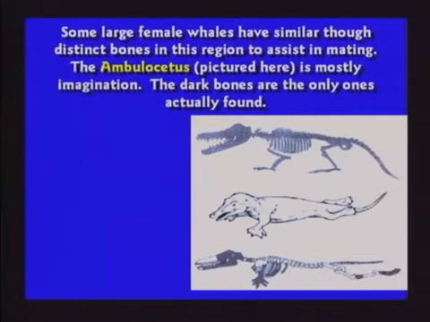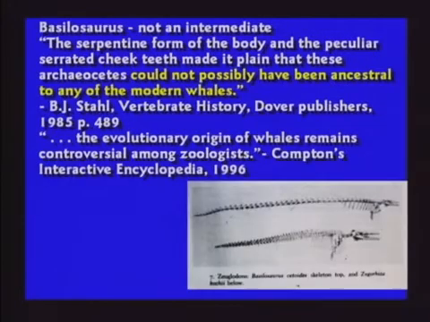You know, the Ambulocetus here, only the dark bones were actually found. But they can make up all kinds of stories from a few little bones. We could talk for hours on whale evolution. We cover more of this on our college class, or get a hold of me later if you want a whole lot more on the whale evolution. It's just simply baloney.